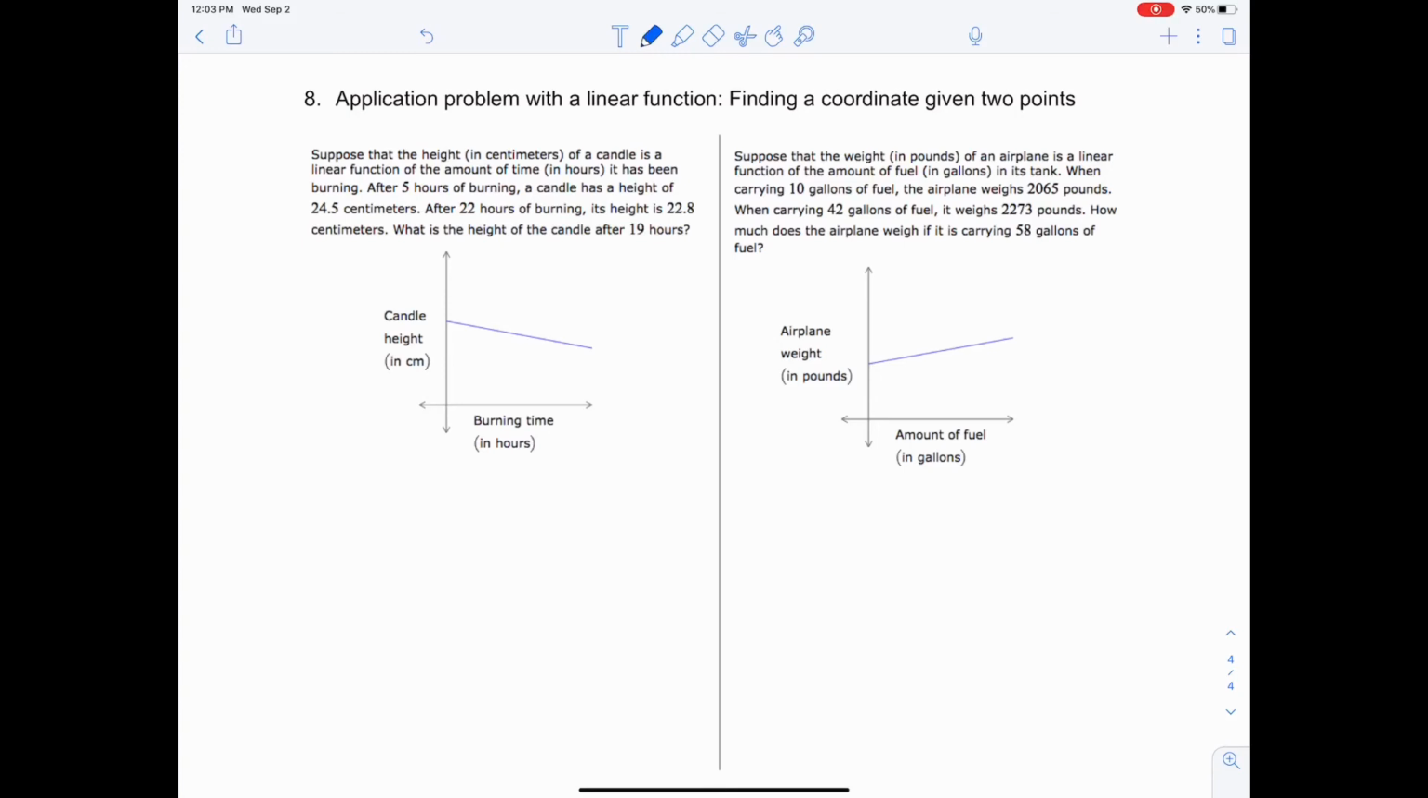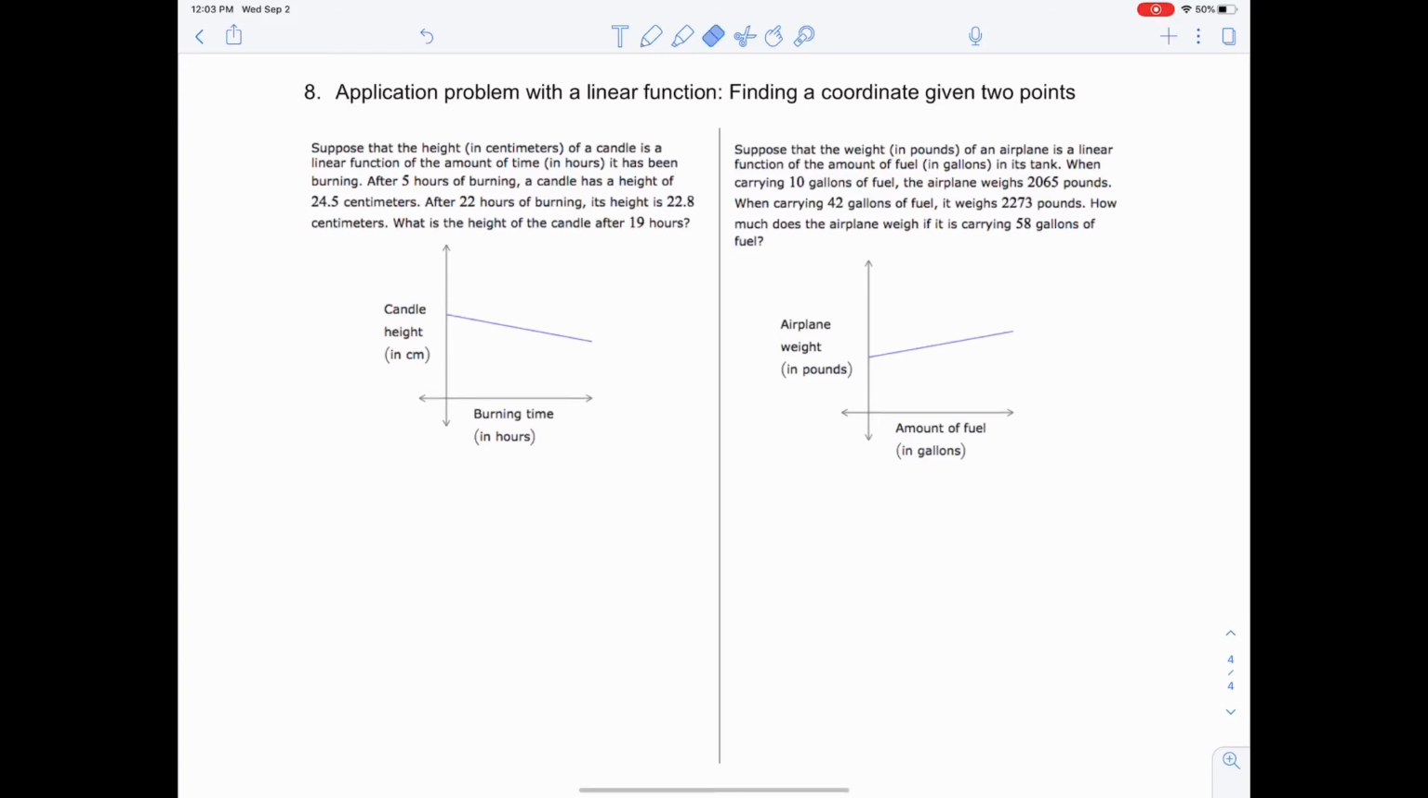So I see that along the y-axis here at the top, I have the candle height, so that's going to be my y. And then along my x-axis, I have burning time in hours. So that's going to help me formulate my x comma y points. And these points are going to lie along this linear line right here. And they gave us the information, right?